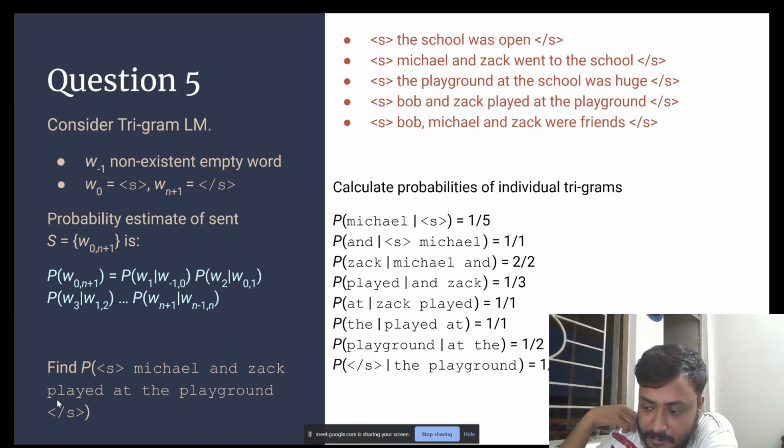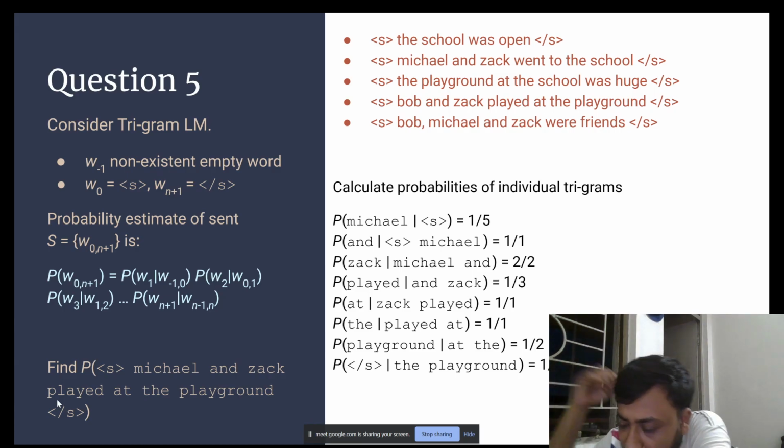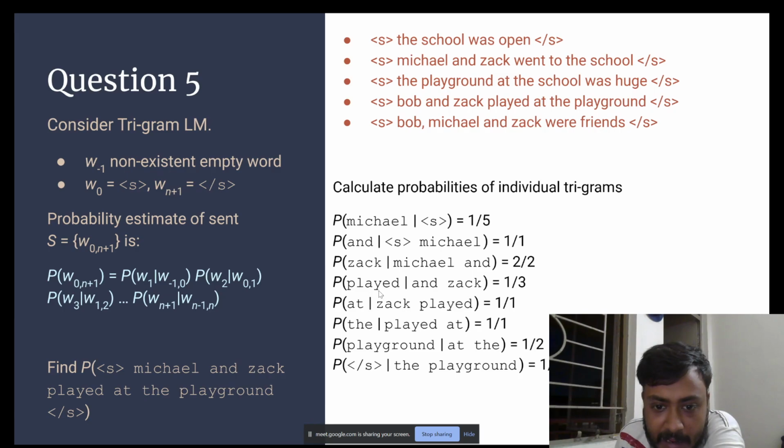Can you please repeat played given and Zach? Yes. Find out where you have this and Zach. In the second sentence, and Zach, after that you have went. Then you have the fourth sentence, and Zach, after that you have played, and then and Zach, after that there is were. Got it. So out of three cases, only one time it is followed by played. So played given and Zach is 1 by 3.